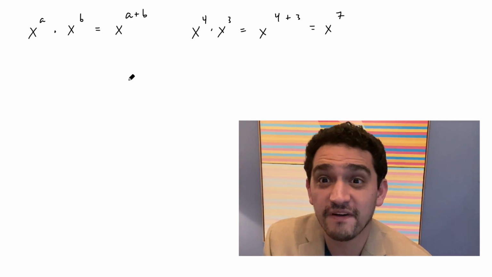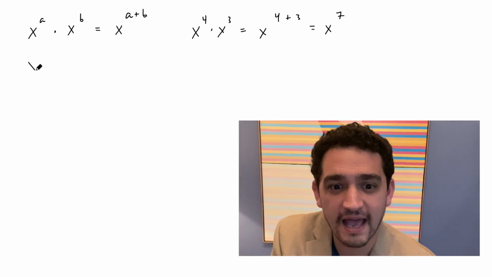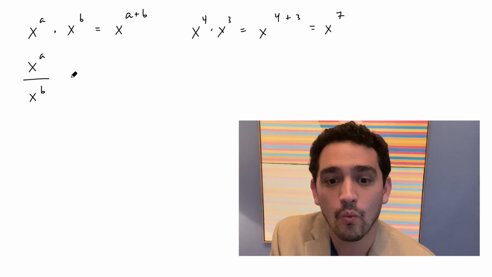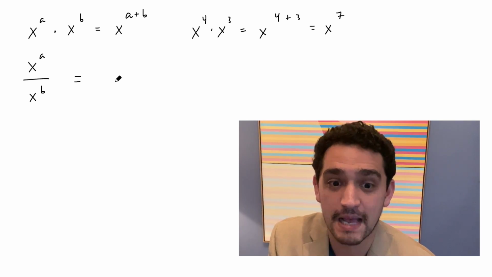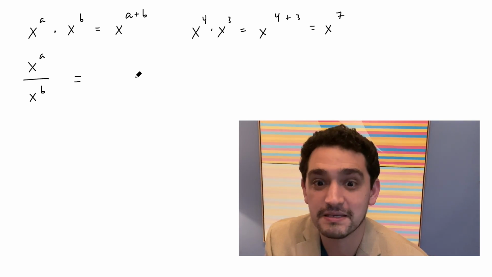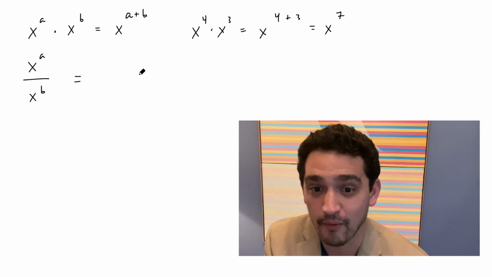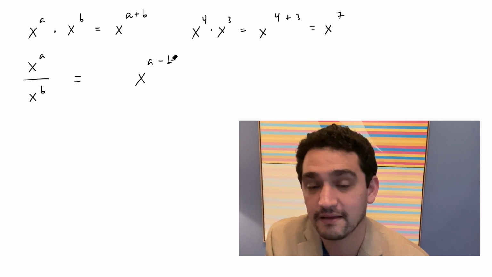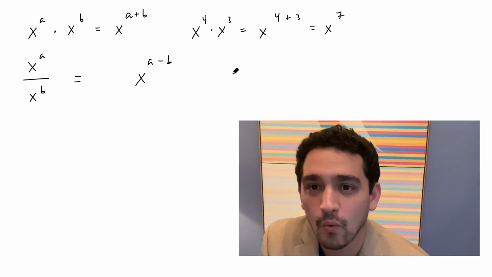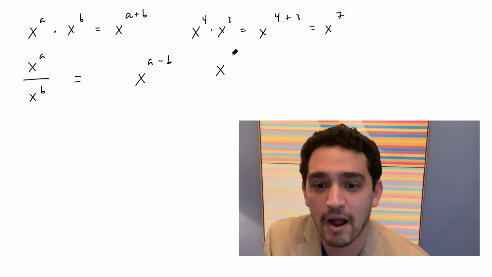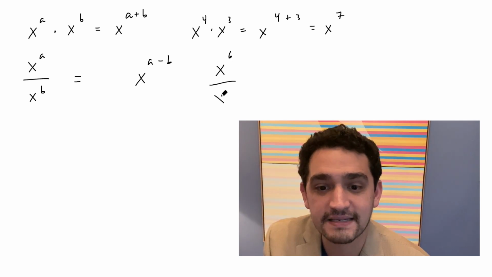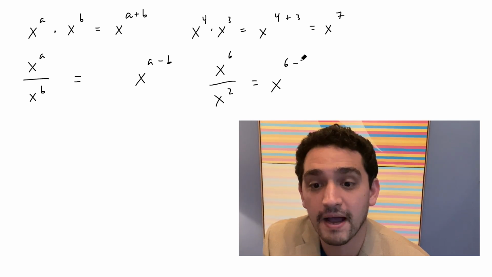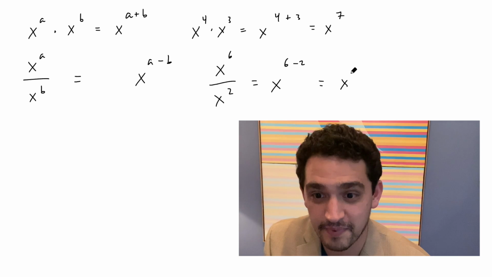Next, what if we divide exponents? What if we have x to the power of A divided by x to the power of B? Well, just like in the multiplication example, you do keep the base, but instead of adding, you subtract the powers. This becomes x to the power of A minus B. So, if I ask you, what is the value of x to the power of 6 divided by x to the power of 2? This becomes x to the power of 6 minus 2, or x to the power of 4.